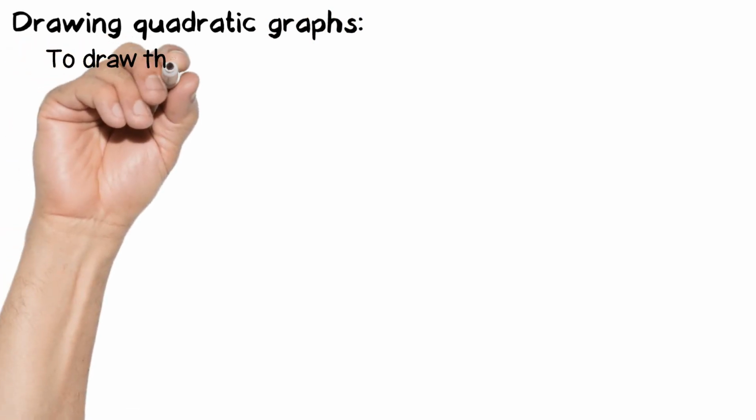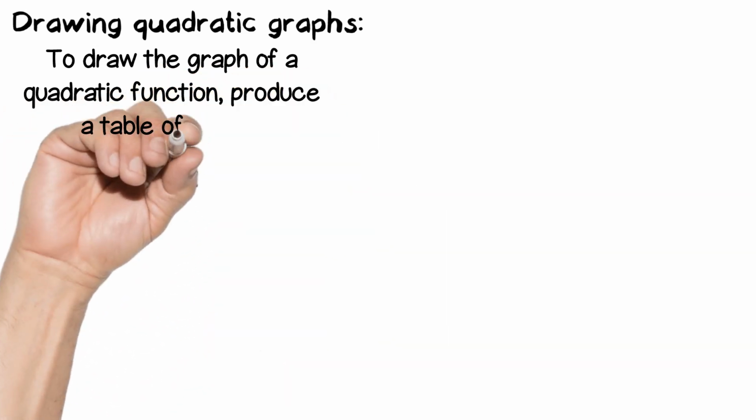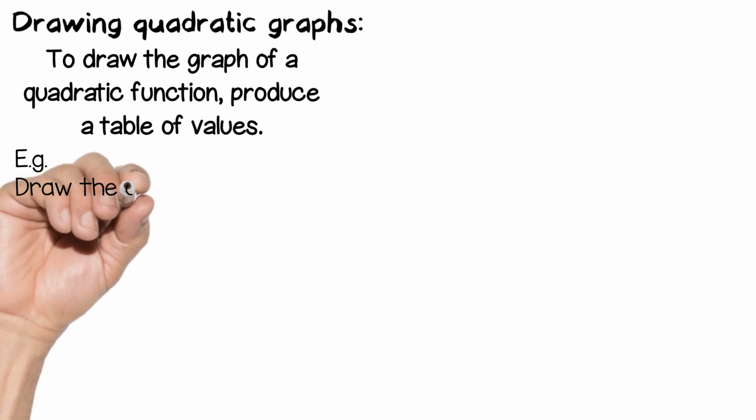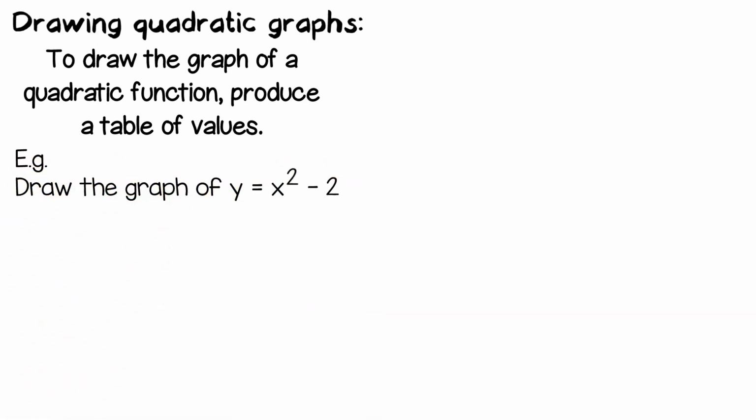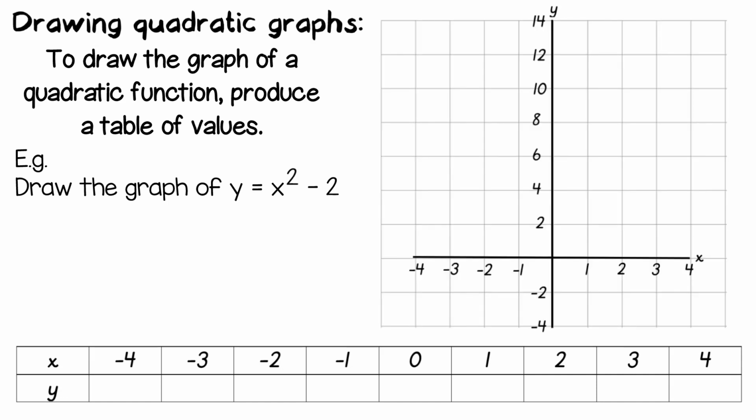So to draw a quadratic function, you need to produce a table of values. Now, drawing graphs and sketching graphs are two very different things, and we're focusing on drawing today. So drawing the graph of y equals x squared minus 2. So I've decided to go with x values between minus 4 and 4. Normally the question will tell you, and there is my x and y axis with some numbers on them.